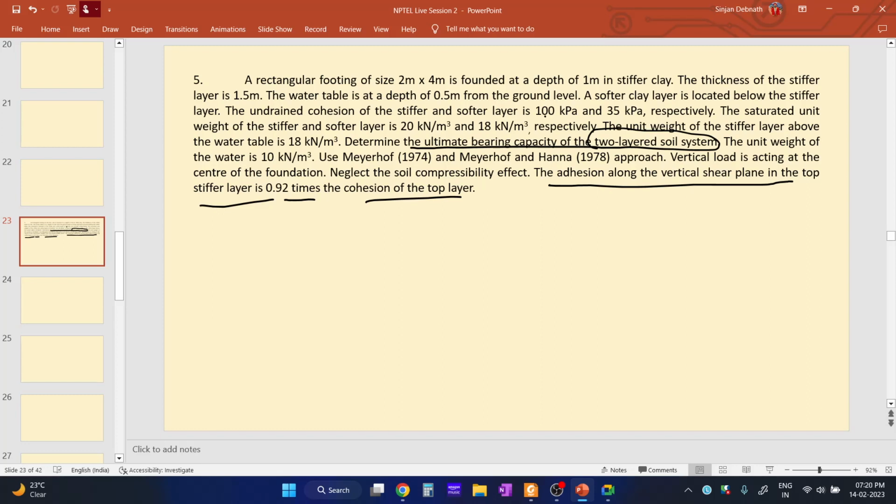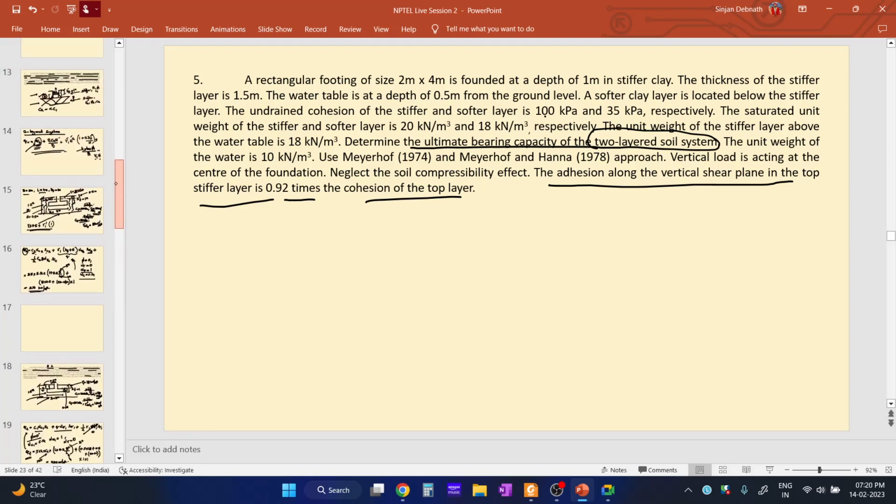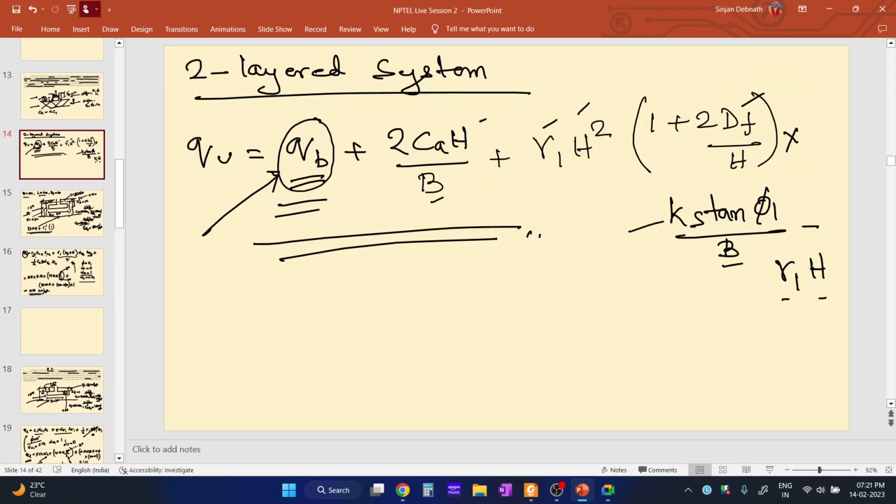So now for the two layered system, and since this is a rectangular footing, we need to use the Meyerhof and Hanna 1978 approach, because we need to combine both the layers. Okay. So what was the equation? This was the equation. This one is valid for the strip footing only, and in the current question it is a rectangular footing, so there will be just some shape factors. Okay, some shape factors will be incorporated into this equation, nothing else.